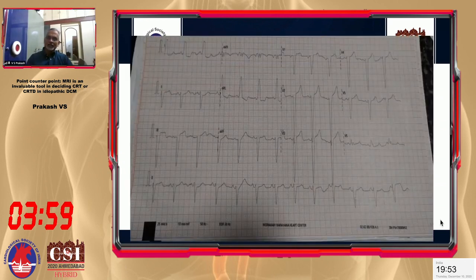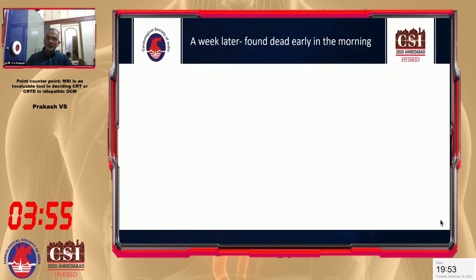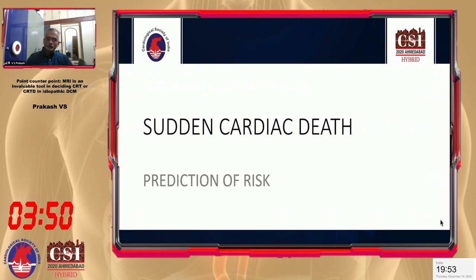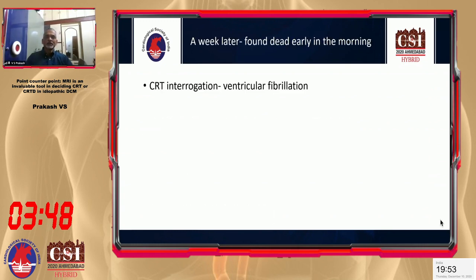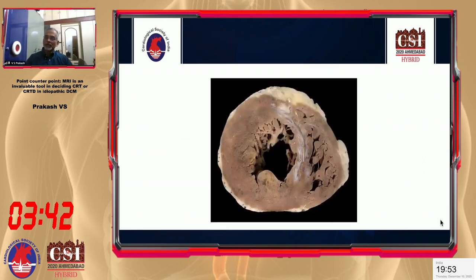This was our ECG starting, and then with the biventricular pacing, it narrowed down. A week later, she was found dead early in the morning. So what could have happened here? CRT interrogation showed ventricular fibrillation. So, sudden cardiac death. So how do we predict this?